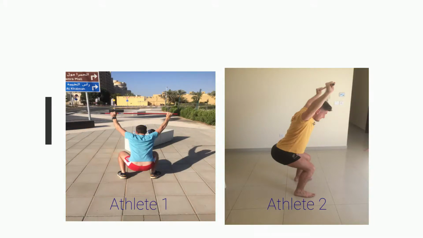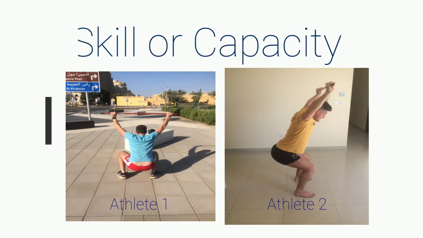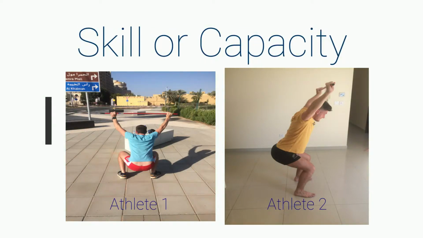So looking at both athletes, athlete number 1's main issue was a capacity issue. As you can see here in his overhead squat, he's leaning really far to his right hand side, so he has a history of hamstring issues on that side. He also has a hip problem, and then the shoulder injury is on the left hand side, so that would also be a capacity issue.